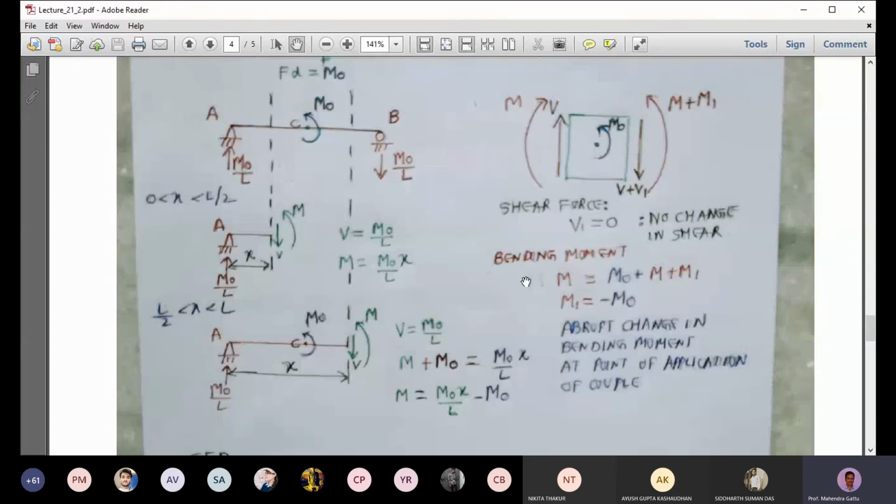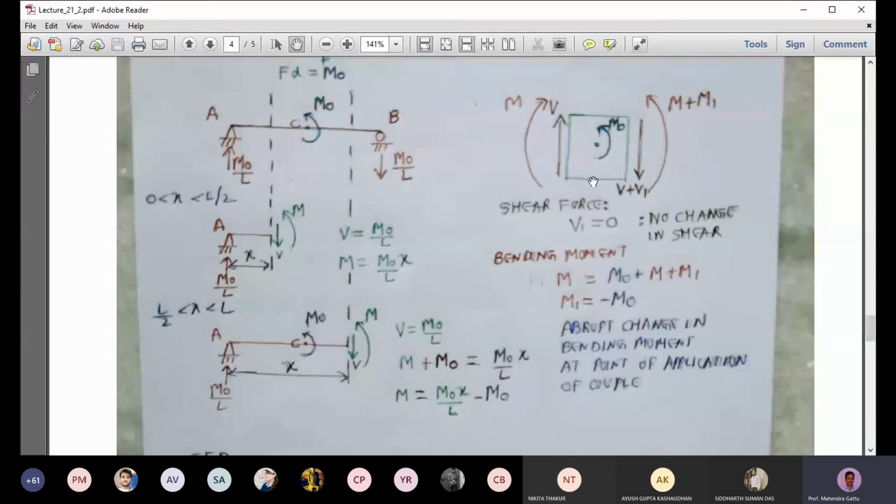So it will be V dx plus M is equal to M0 plus M plus M1. M0 is in anti-clockwise, M plus M1 is also in anti-clockwise direction, and M value is in clockwise, and V plus V1 dx will be in the clockwise direction. So it will be V plus V1 dx plus M. I don't know why we neglect that V plus V1 dx.